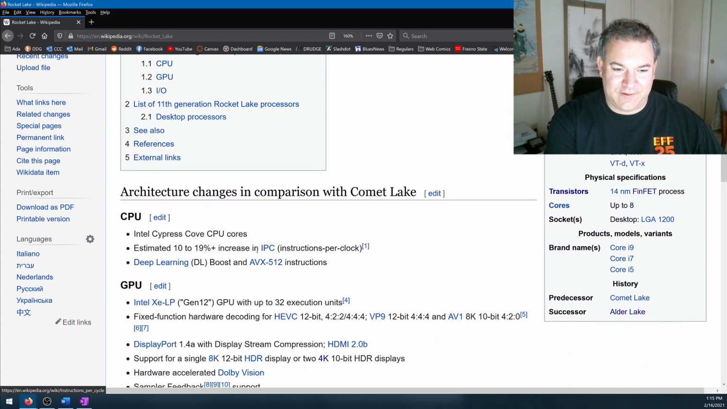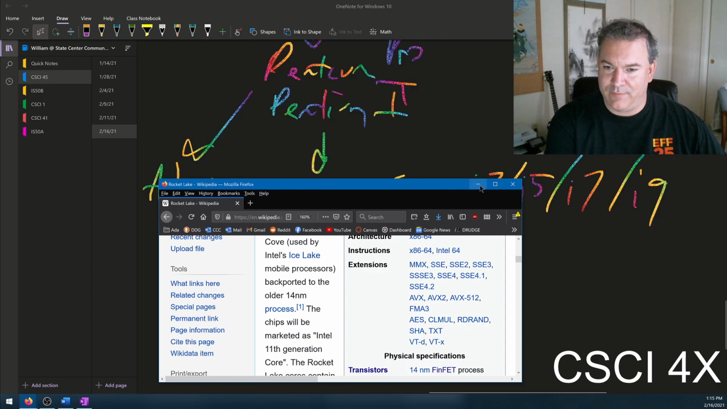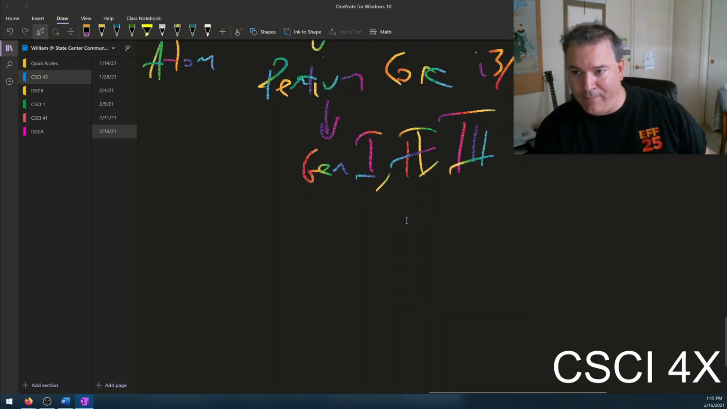So IPC is kind of an important concept. IPC means instructions per clock, and there's two things that matter when it comes to, I guess we're learning new things now, there's two things that matter when it comes to CPU speed.